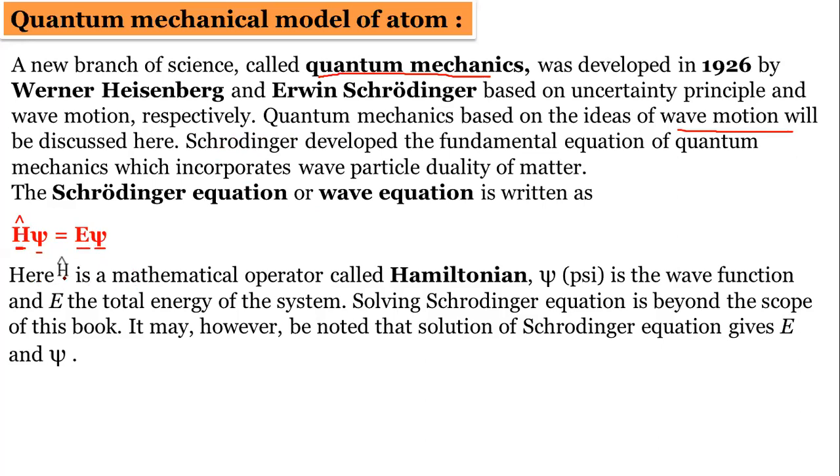The symbol over the H is called the Hamiltonian. It is a mathematical operator, and this psi is a wave function. So psi is a wave function, and H is a mathematical operator. E is the total energy of the system.